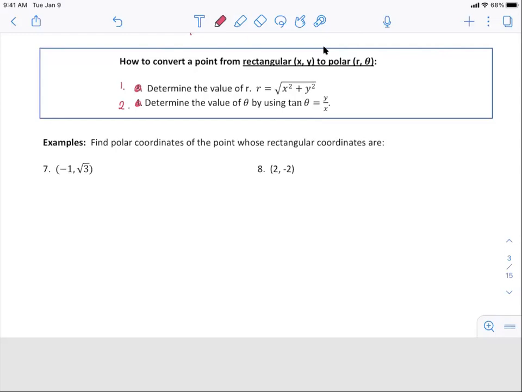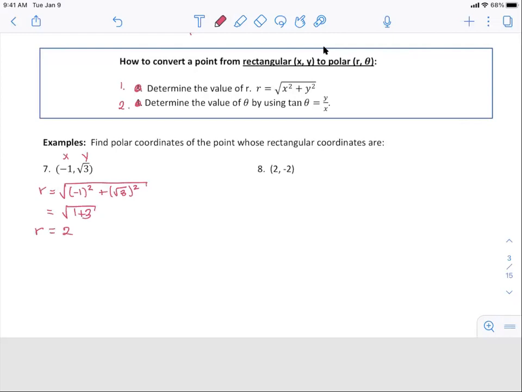So for number 7, the first thing we need to do is figure out the value of r. We have our x and our y here. So r is going to be equal to the square root of (-1) squared plus (square root of 3) squared. That gives us the square root of 1 plus 3, which is 4. So r is equal to 2. We don't need a plus or minus because we're talking about a length, so we'll choose the positive value there.